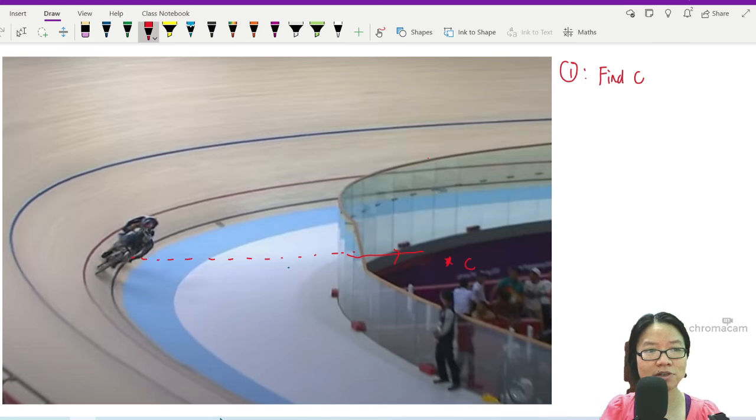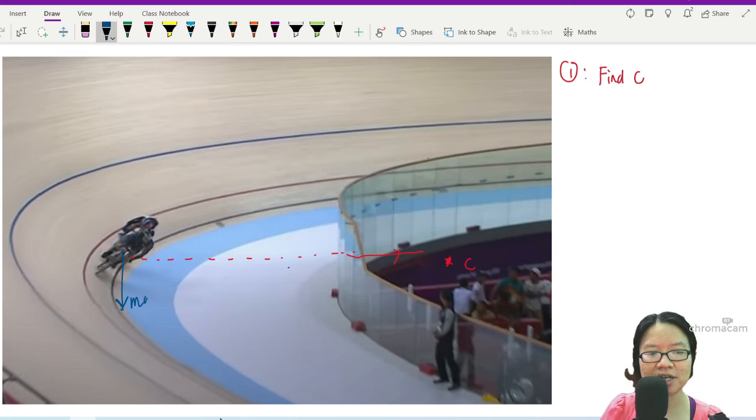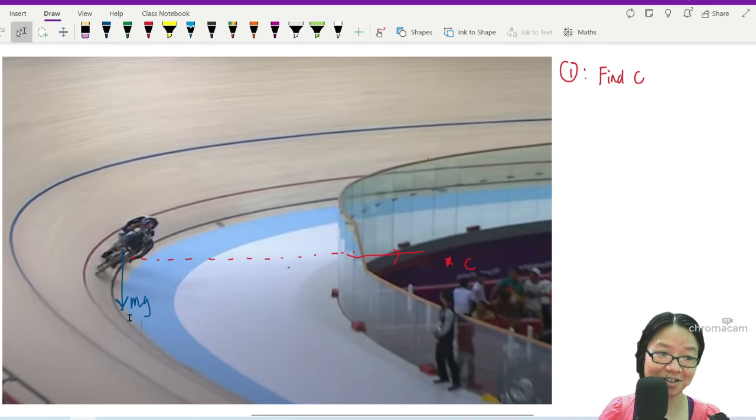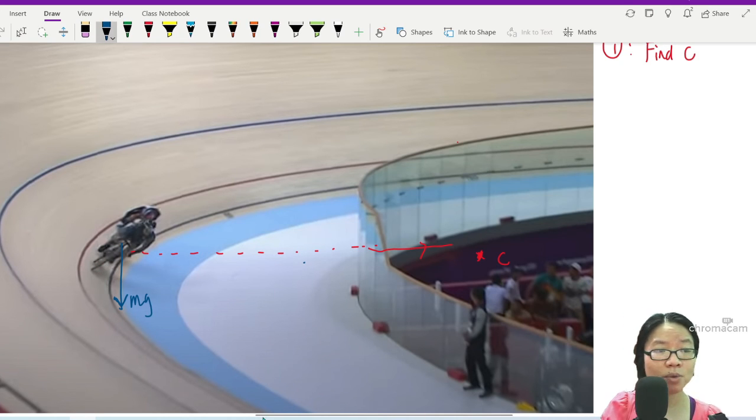Okay, so now let's draw the forces acting on our cyclist. We have mg that is always pointing downwards. So if they are not moving in a circle and they tilt their bicycle this way, confirm will fall down, right? The mg will exert a downward moment, downward resultant moment, and then it will just fall down. But thankfully they are moving in a circle and something else is balancing mg. All right, what else do we have?